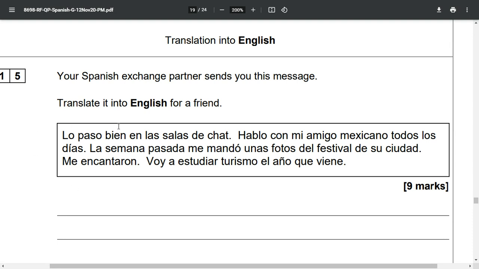Bien, good. Paso, I spend. Chat, sala, you might know as room. So you might be able to piece that together as spend it well. I have a good time. I enjoy myself. I have a good time in the chat rooms.